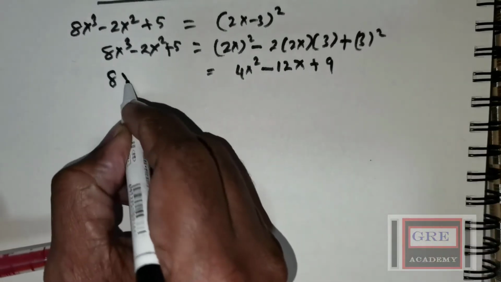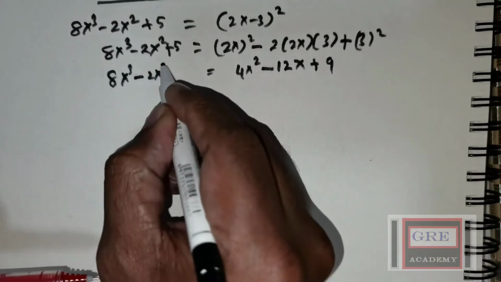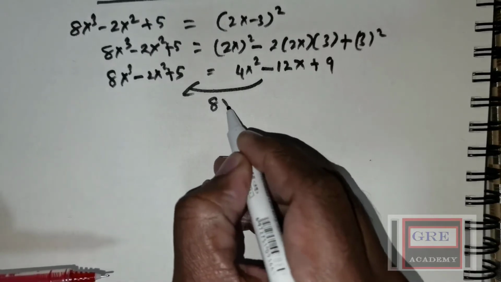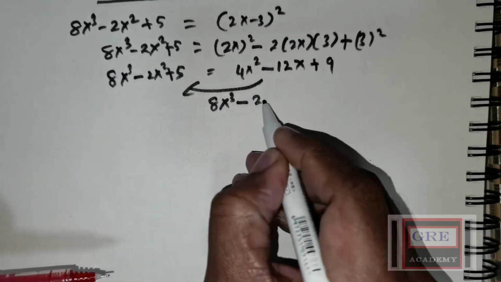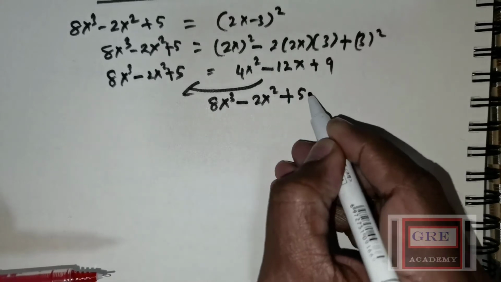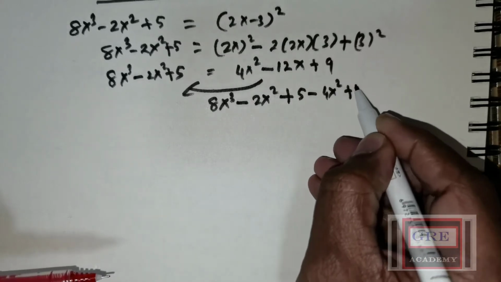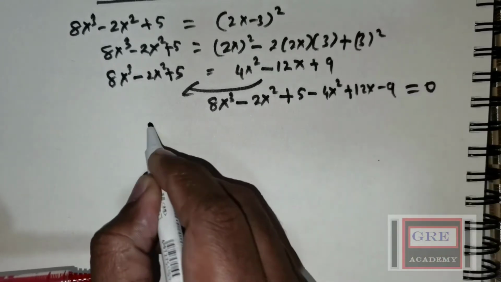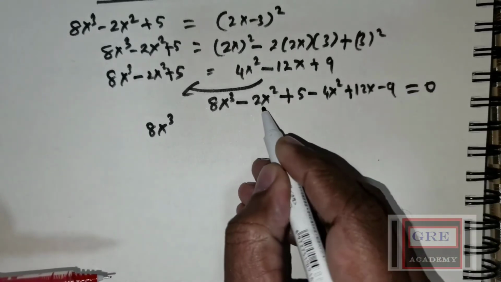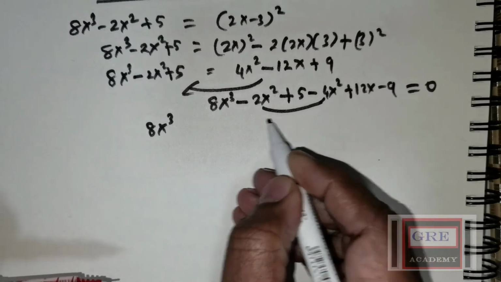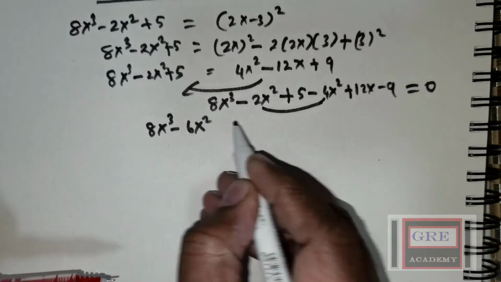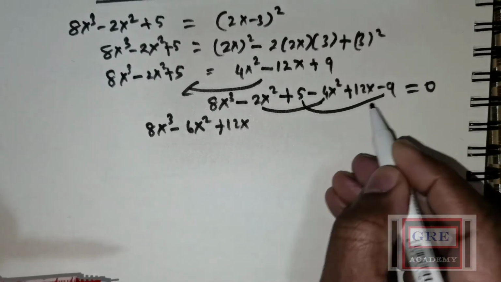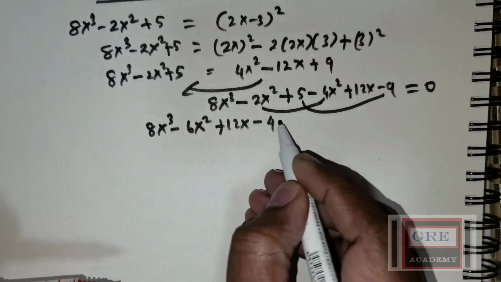On the left, I got 8x³ − 2x² + 5. Rewriting, moving everything to the left, I would get 8x³ − 2x² + 5 − 4x² + 12x − 9 = 0. Further, this is going to be 8x³, then −2x² added with −4x² would give me −6x², followed by +12x, and then 5 added with −9 will give you −4, equal to 0.